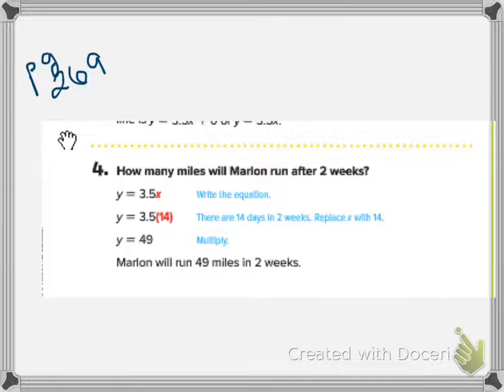So looking at example 4, we're using the equation that we just came up with, y equals 3.5x, and we're answering a question to go with it. So we're asking, how many miles will Marion run after 2 weeks? And in order to do that, since our y is the number of miles and x is the number of days, we need to first decide how many days is 2 weeks.